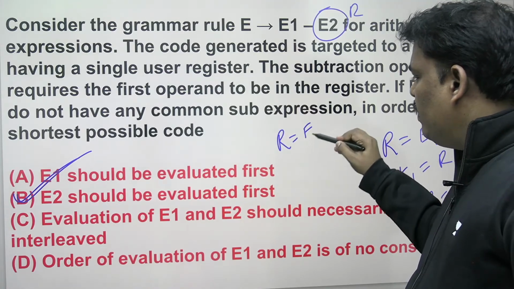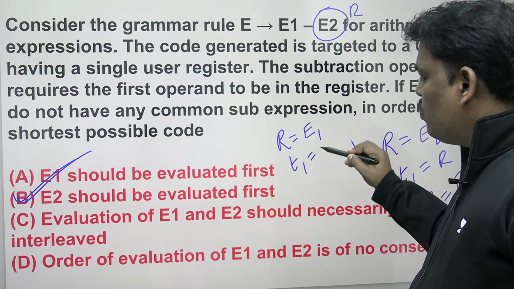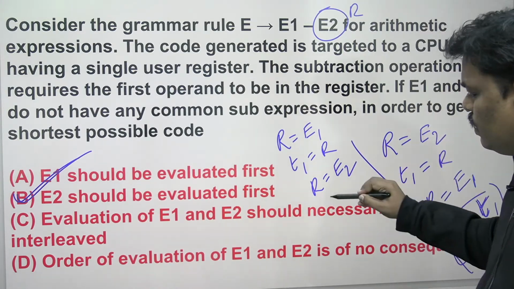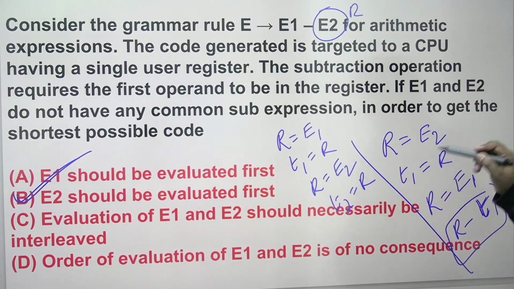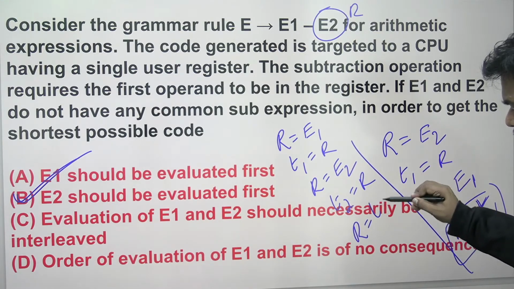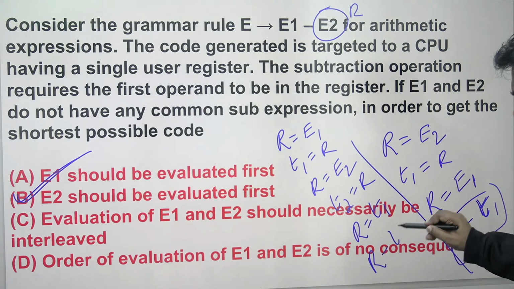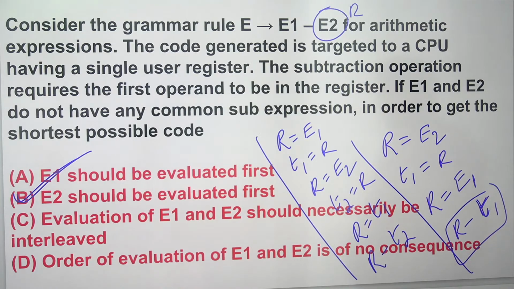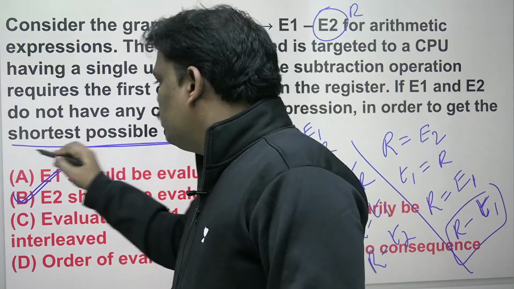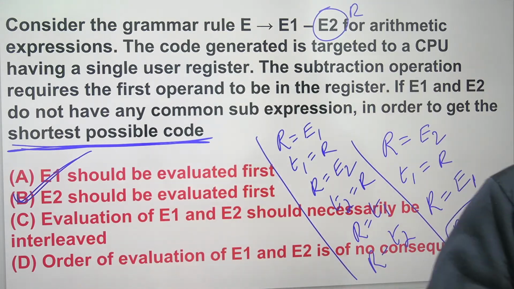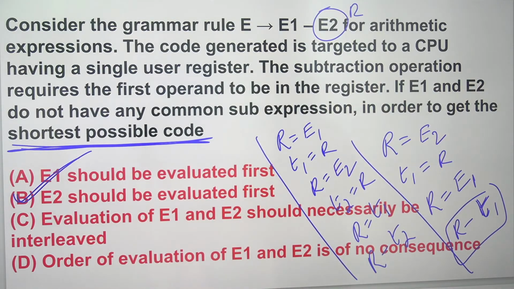R is equal to E1. T1 is equal to R. R is equal to E2. T2 is equal to R. Next, R is equal to T1. Next, R minus T2. So I think 5 lines. If you do E1 first, 5 lines are required. If you do E2 first, 4 lines are required. He is asking for the shortest possible code. Answer is E2 should be evaluated first.